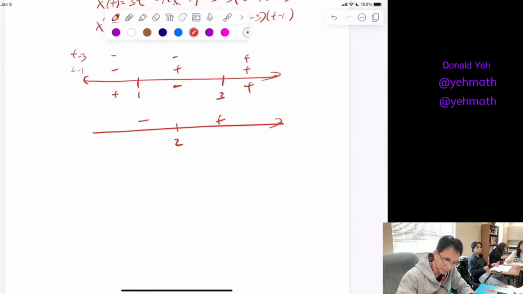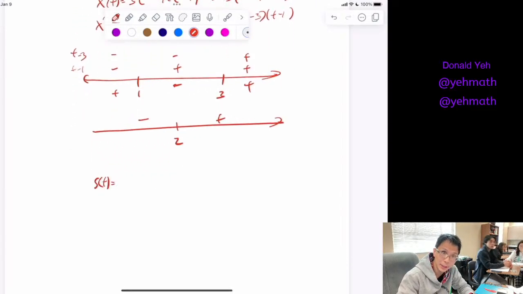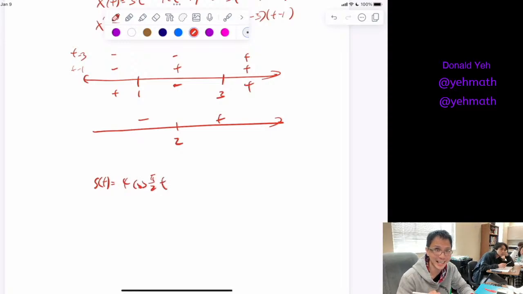They say S of t is equal to 4 cosine of pi over 2 t. And they say, hey, can you find out when the acceleration first equals 0?